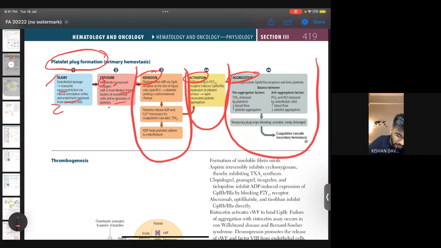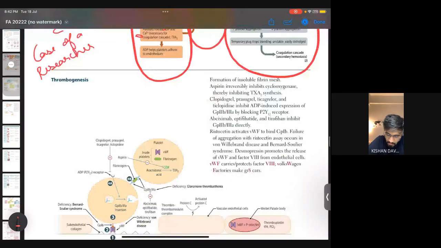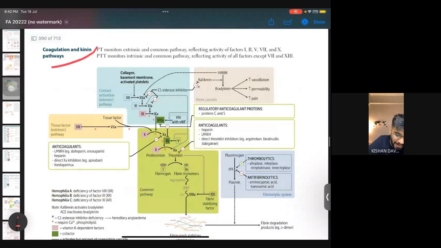Okay, they will give you a case of a researcher. The researcher was working on a project and he saw that this process was occurring. He saw these granules, like he saw calcium and ADP being released. So during what stage this is released and what all happens, you need to keep in mind. Okay, so what happens in adhesion, what happens in activation, what happens in aggregation, you should be knowing it.